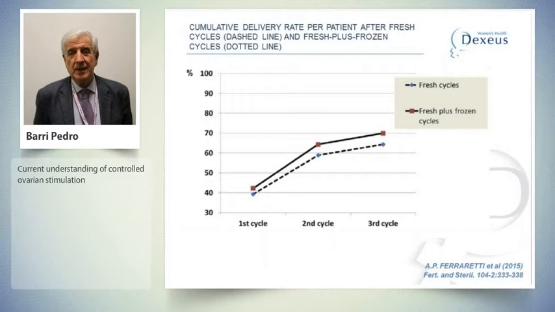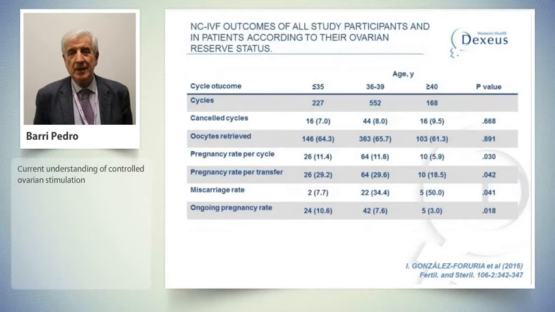If you compare the concept of cumulative pregnancy rate, I mean fresh plus frozen cycles, you will see that after 2-3 cycles you reach almost around 70% of pregnancy rate. This is a publication by Anna Pia Ferraretti in Bologna with a very soft protocol combining clomifene plus low dose of gonadotropins and very friendly monitoring. And as you can see here, with 3 cycles, almost 70% cumulative pregnancy rate, which is an excellent result.